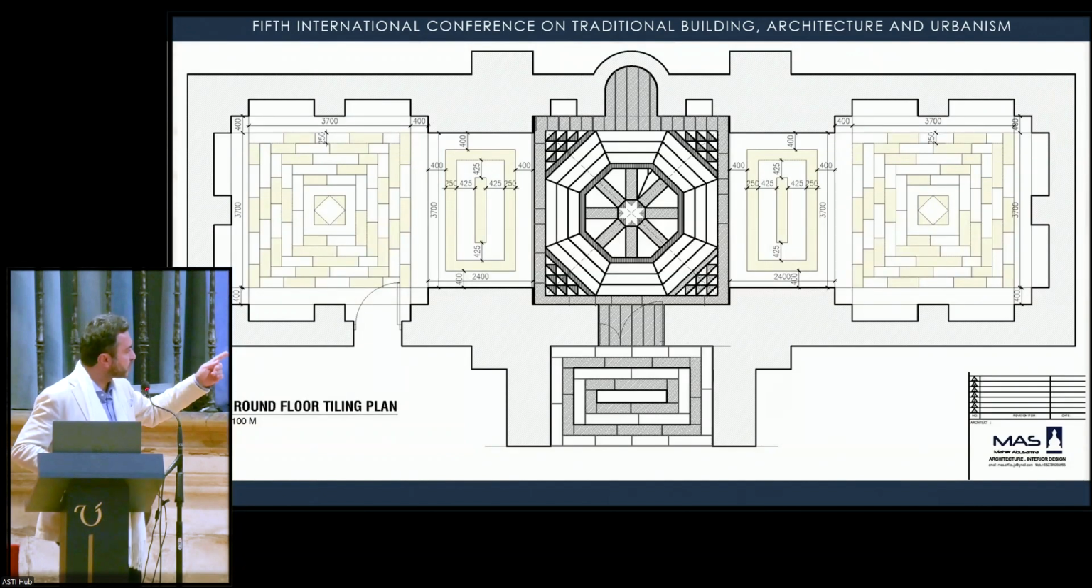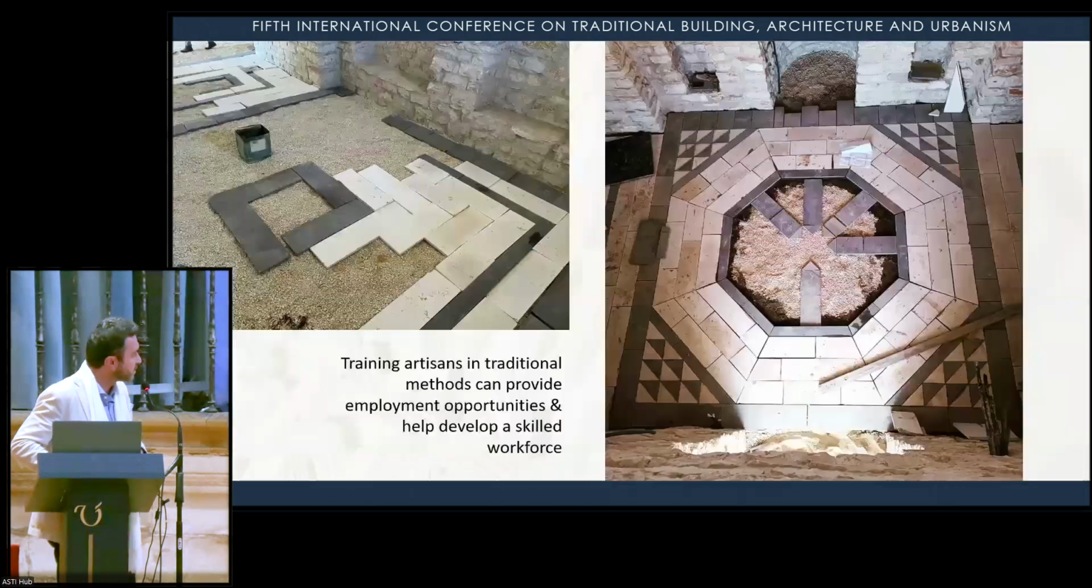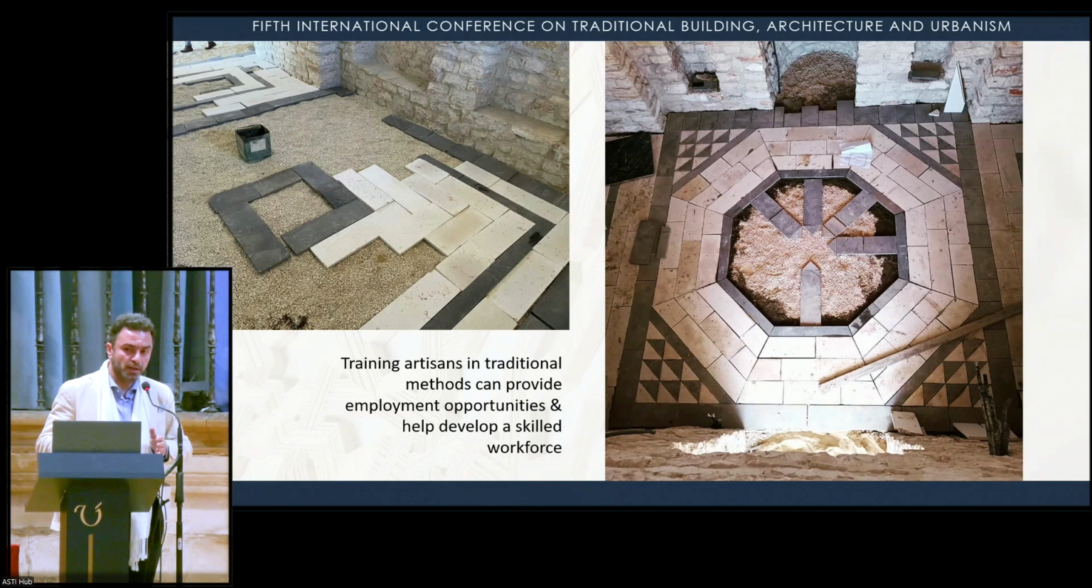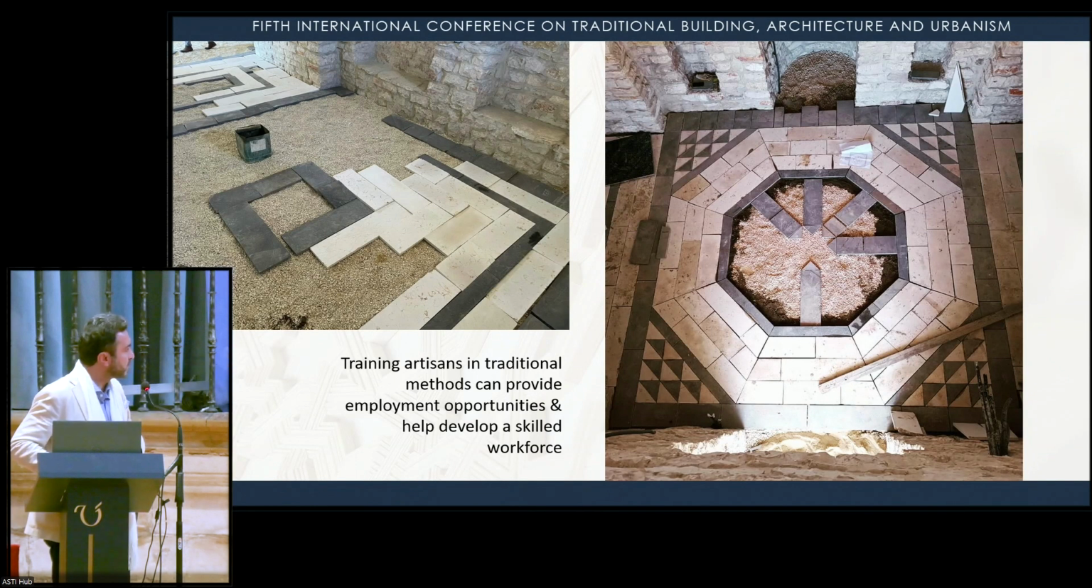Here, a drawing of the tile pattern we did, it's very, very simple. We use a unit of 25 centimeter stone, which in Jordan is generally used for cladding. We use it here as a floor. And the black is the basalt.